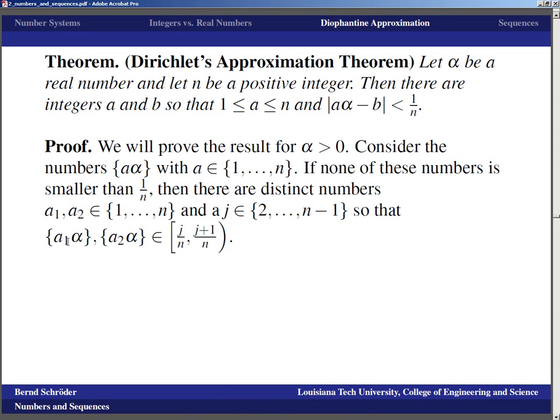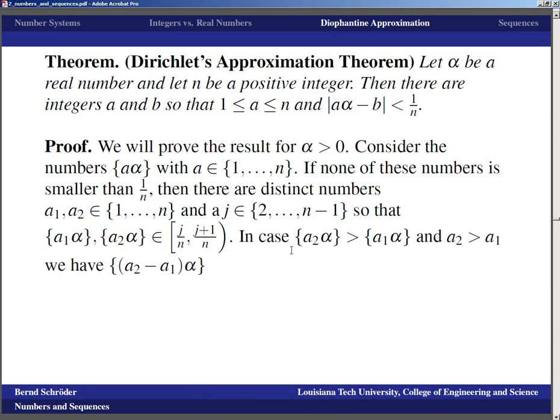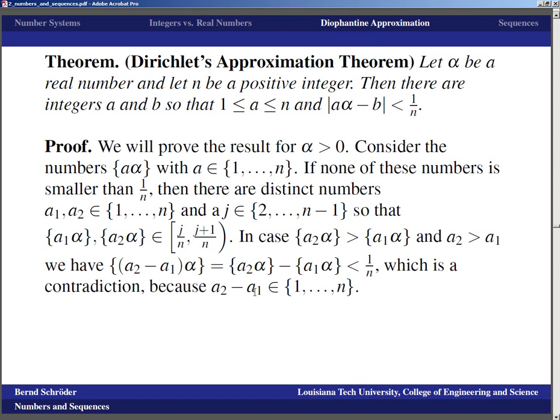And we're back. Okay, so these fractional parts must be in the same little interval here. Okay, we ought to be able to get something out of that, because now if the fractional part of a2 alpha is greater than the fractional part of a1 alpha, and if also a2 is greater than a1, well, then we have that the fractional part of a2 minus a1 times alpha, well, that's just the fractional part of a2 alpha minus the fractional part of a1 alpha, and that's smaller than 1 over n because those two are both in the same interval here. And that's a contradiction because a2 minus a1 is in the set 1 through n, because those two numbers are different from each other, but neither one of them is bigger than n.